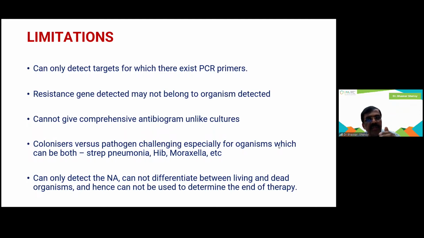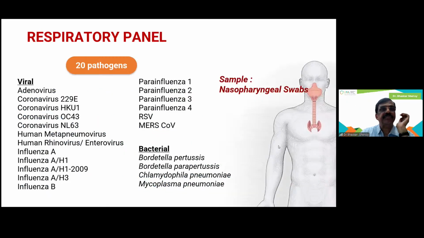If you look at the culture, even if you have not suspected a particular antibiotic, it comes out. And colonizer versus pathogen is difficult to determine, especially in the upper respiratory area. Streptococcus pneumoniae can be a colonizer also, and this doesn't differentiate between a colonizer and a pathogen. The next problem is that this is a PCR. PCR is detecting the DNA, and it cannot differentiate between living and dead, so you cannot take it as an end-of-therapy test.